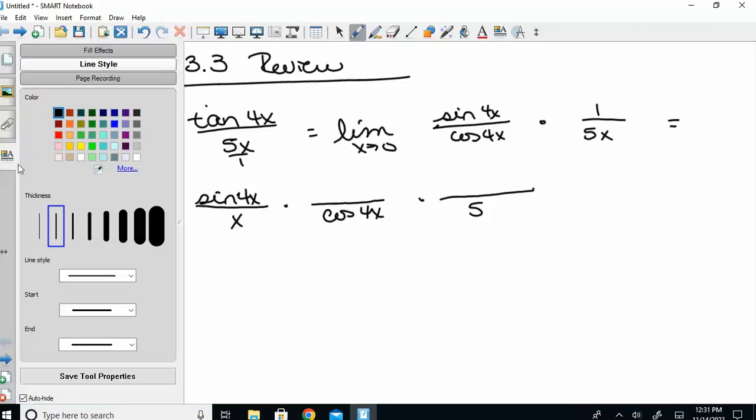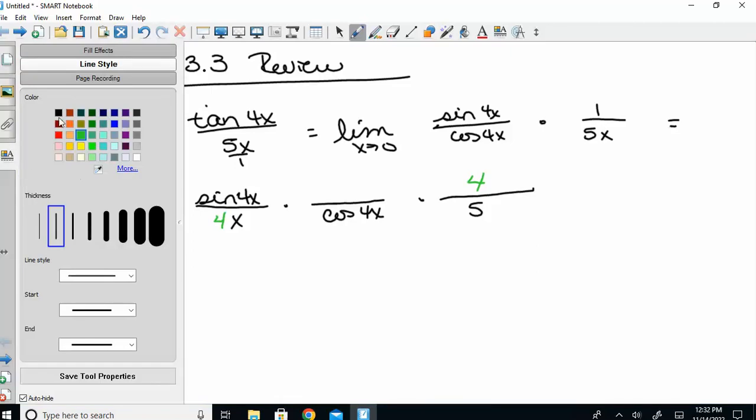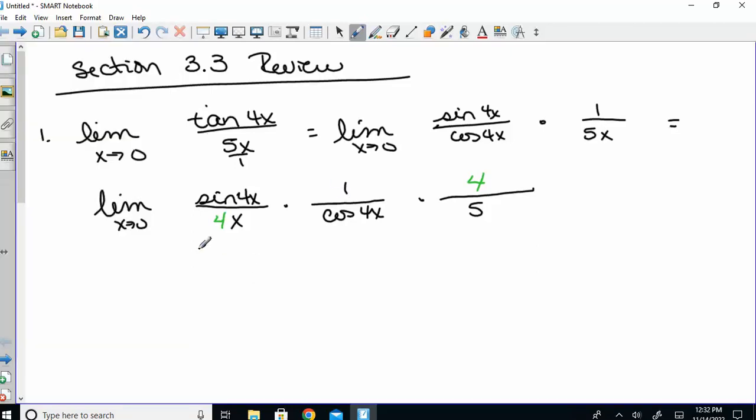Yeah. Then what else do I need to add into my problem? X. I have an x because I moved it over. Oh, this has to be a 4x, so we need the 4 on top somewhere. So as x approaches 0, sine 4x over 4x would go to 1. And this is 1 over the cosine of 0, which is 1, times 4/5. And we get 4/5. Is that one okay?